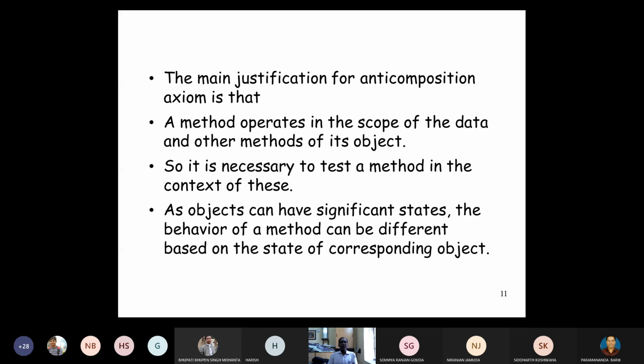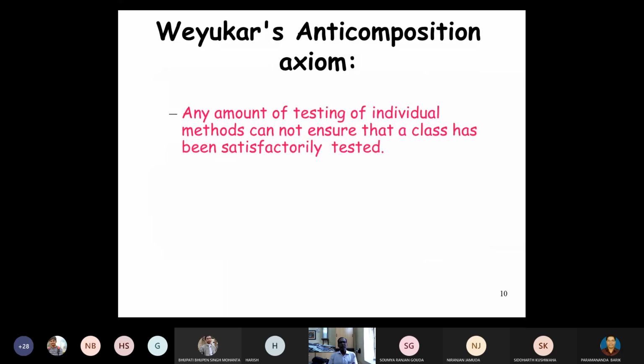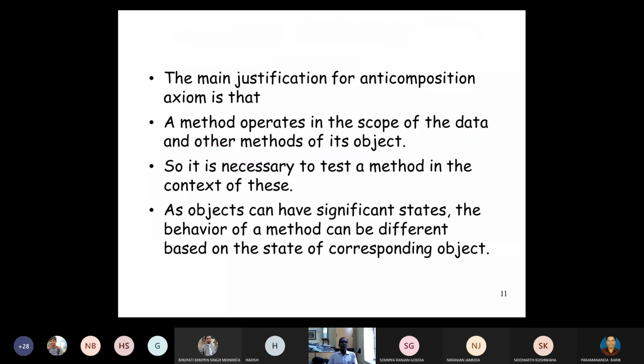So what is the justification? How do we justify this axiom proposed by Weyuker? The main justification, as I have already told you, is that an object is a collection of the methods and the data. And when we say that we are testing a method, you cannot just operate this alone.